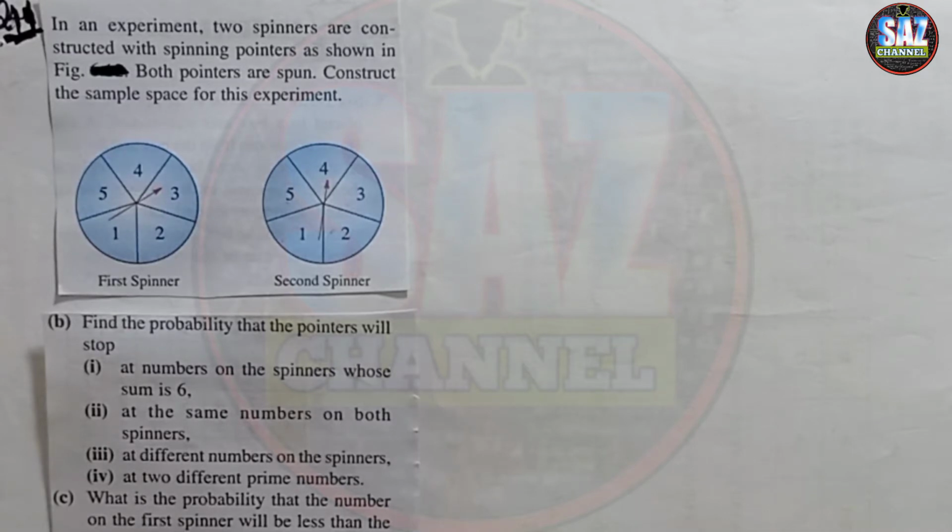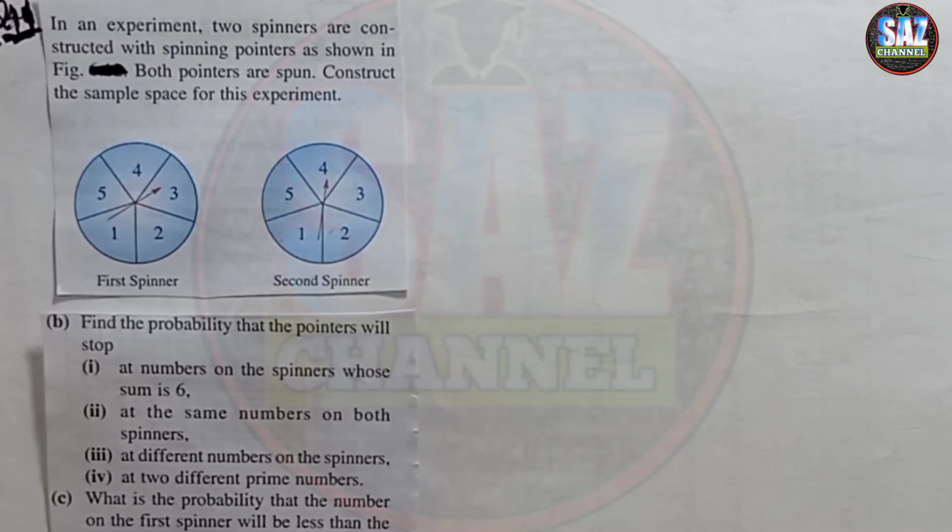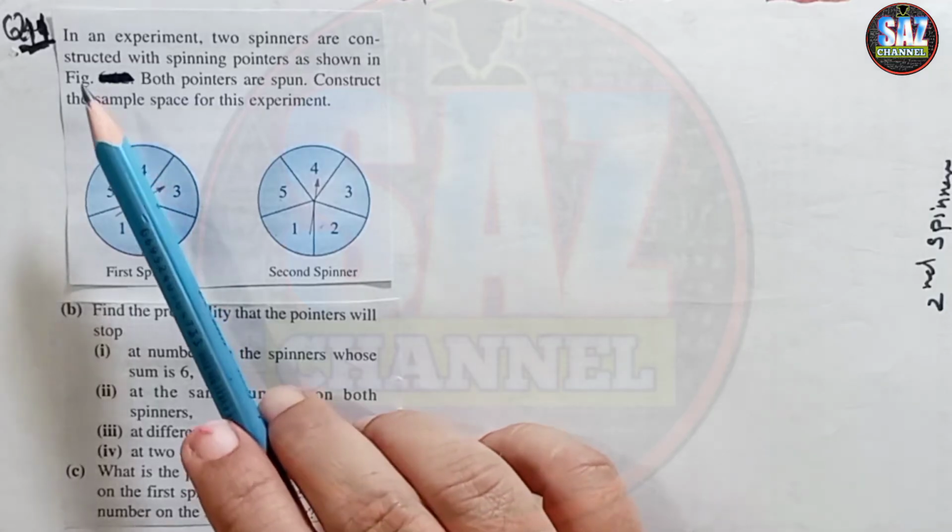This is my 8th lesson of D4, chapter number 3, exercise 3A, about simple and combined events. In this lesson, we will be discussing question number 11. Let me read the question.